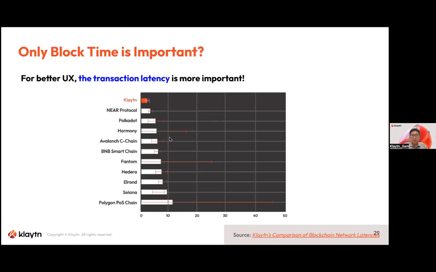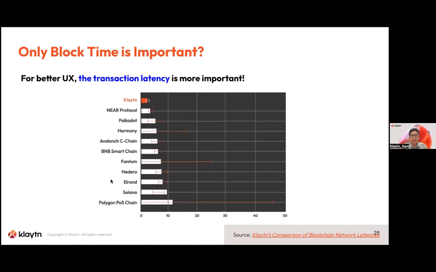And also the time for block generation and finalization is important, but that's not everything. When you use a network, the averages are also important, but the actual latency here means the time from when we submit a transaction to a network to the time when we receive the receipt from the network. This entire time is defined as latency, and this latency is important because the users actually experience that latency from the network.